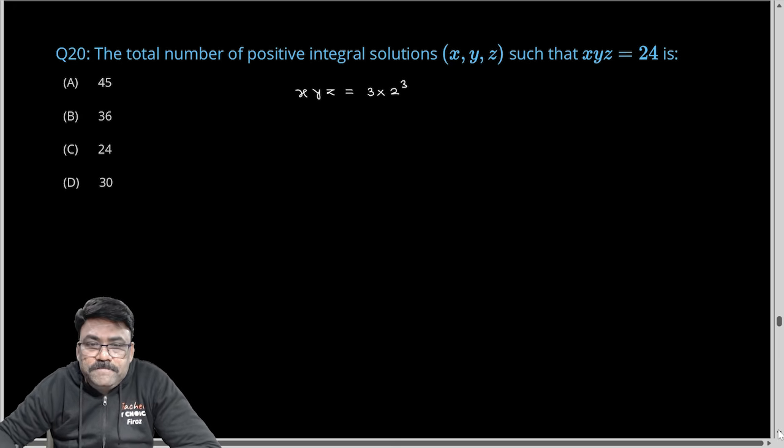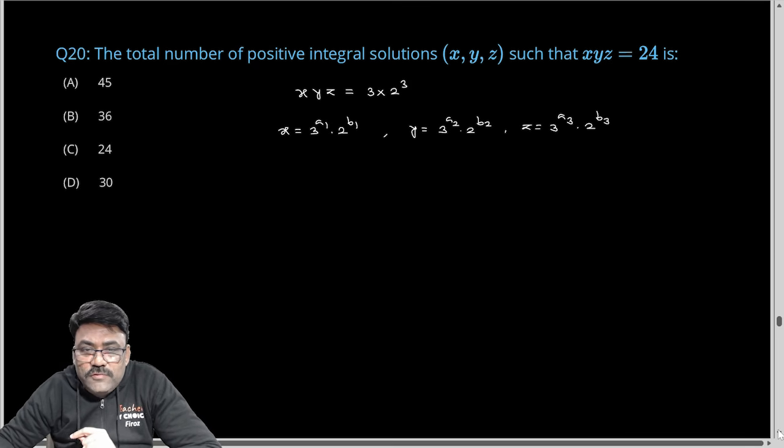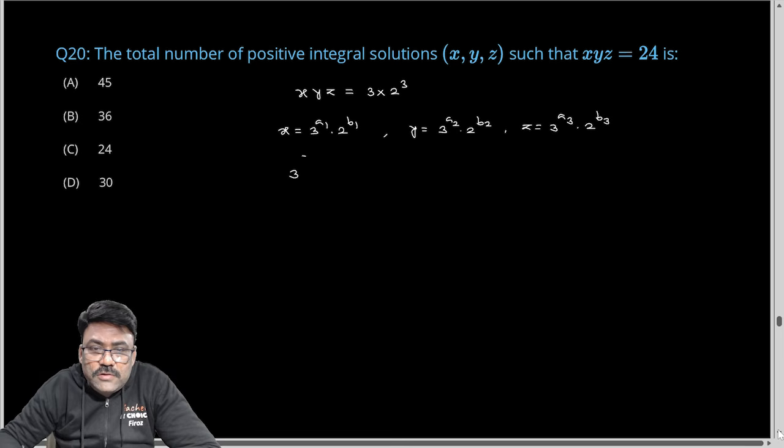Now let's suppose x is 3 raised to a1, 2 raised to b1. Y is 3 raised to a2, 2 raised to b2. Z is 3 raised to a3, 2 raised to b3. So if you put the values of x, y, z here, obviously x, y, z will also be of the same form, 3 raised to a, 2 raised to b form. So if I put x, y, z here in the given equation, so I will get 3 raised to a1 plus a2 plus a3 and 2 raised to b1 plus b2 plus b3.